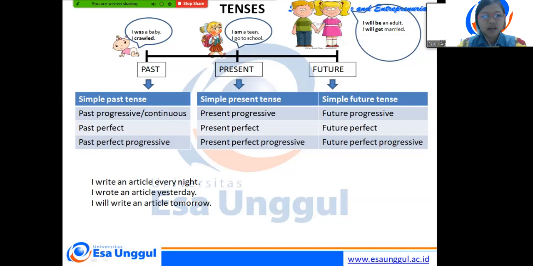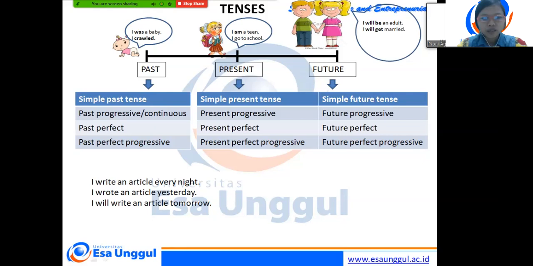I write an article every night. We can use present tense. How if we use past tense? We can see from the example, I wrote an article yesterday. And if we want to tell the future event or activity, we can use future tense. And we can say, I will write an article tomorrow.